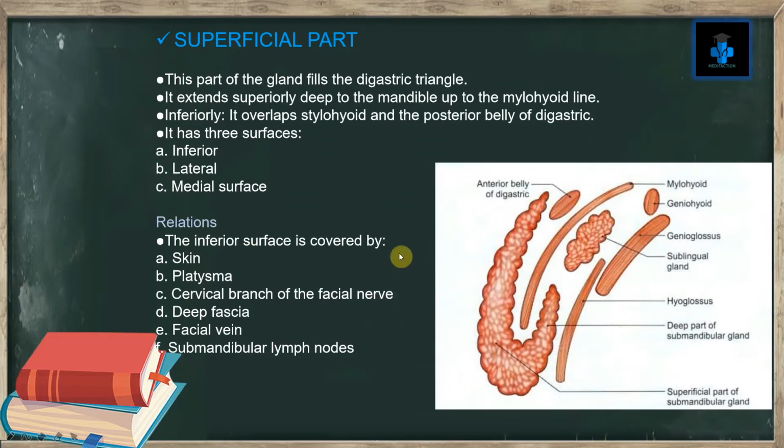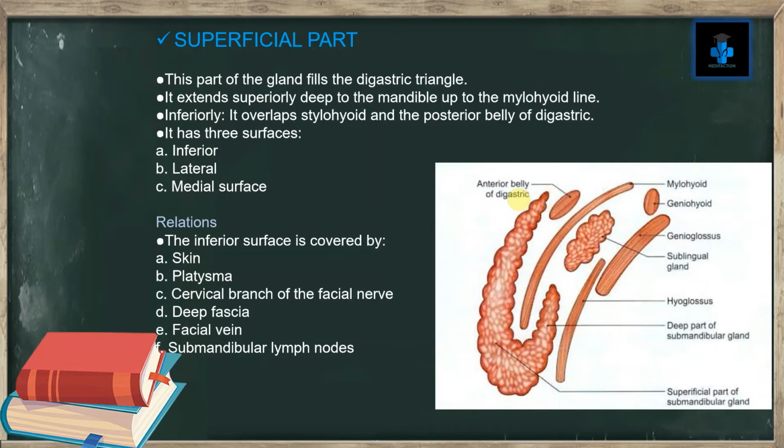This right here is our submandibular gland. Now let's move on to the superficial part. This is our superficial part of submandibular gland. So as I was telling, this part of the gland fills the digastric triangle. It extends superiorly deep to the mandible up to the mylohyoid line. Inferiorly, it overlaps stylohyoid and the posterior belly of digastric.